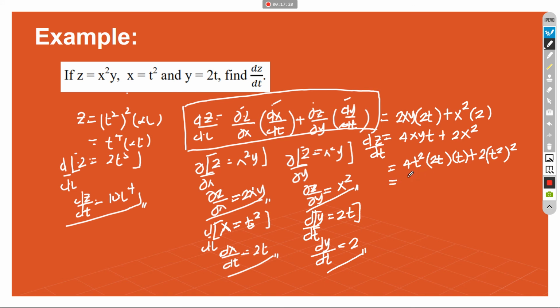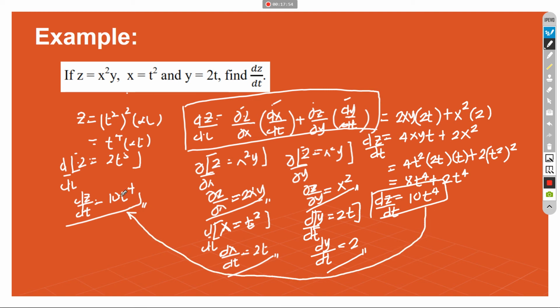So, 4 times 2 is 8. T squared times t is t to the 4th. Plus 2, t squared raised to 2 is t to the 4th. So, similar terms, just add the numerical coefficient. You have 10 t to the 4th. So, this is now my total derivative ng c with respect sa t. Okay, which is the same answer. Okay, so mahaba lang yung sa chain rule, pero ang gusto ko lang ipaliwanag dito, you're going to have the same answer if you're going to apply partial derivative.